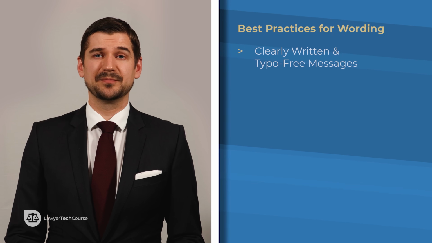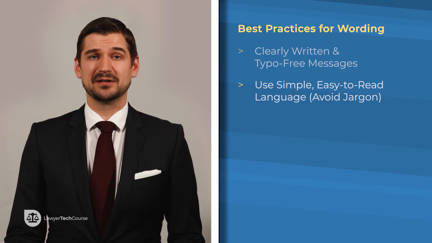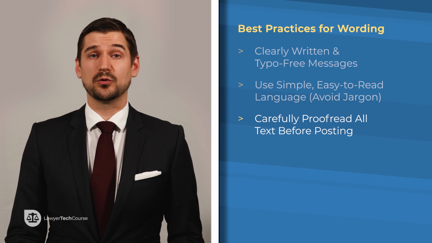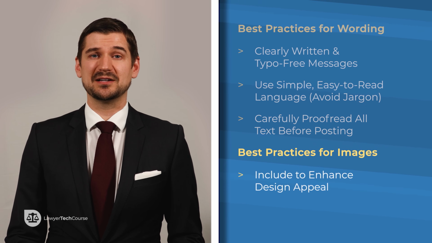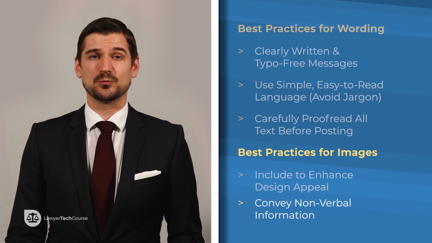When it comes to wording, website content should be clearly written and typo-free. Messages should use simple, easy-to-read language and avoid using legal jargon. Before content is added to a website, proofreaders should manually read the text and proof it to ensure that there are no typos. In addition to text, images should appear on web pages to enhance design appeal and convey information that can't be conveyed in words.